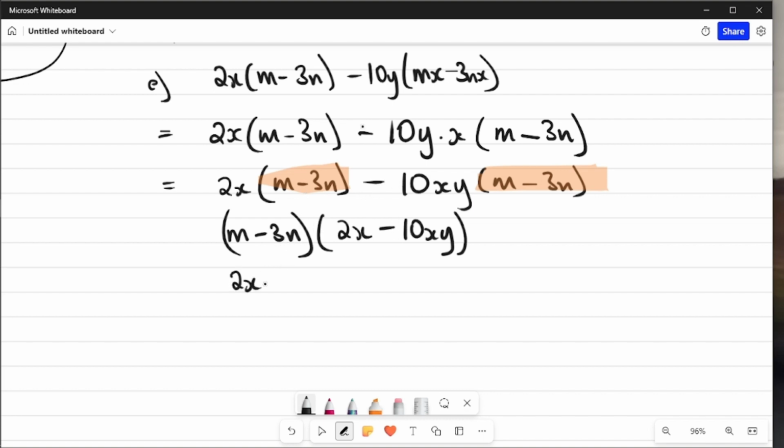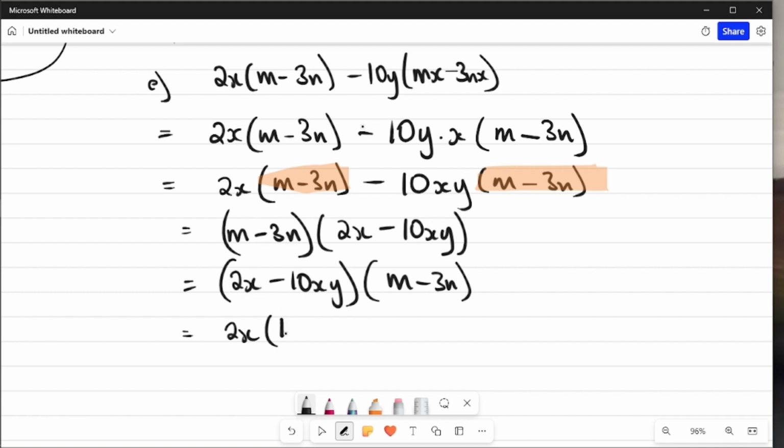So I'll just rearrange my brackets so that I can factorize the second bracket. There's something common in the second bracket, a common factor of 2x there. Now if you remove 2x on the first term, you'll be left with 1, because 2x times 1 is 2x. Minus 2 times 5 will give us 10. X times y will be xy. And then on the second bracket, I just have those factors. Then we say this is now fully factorized.